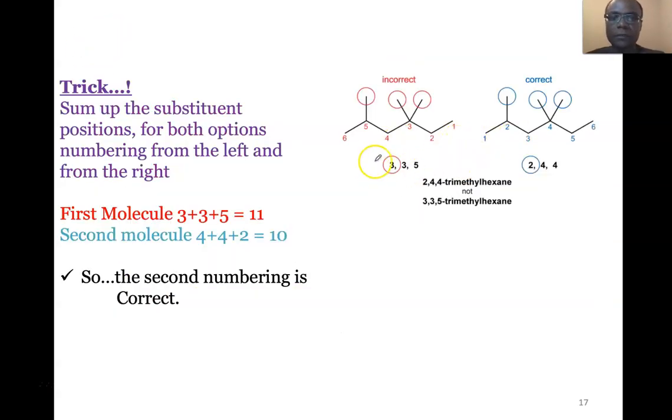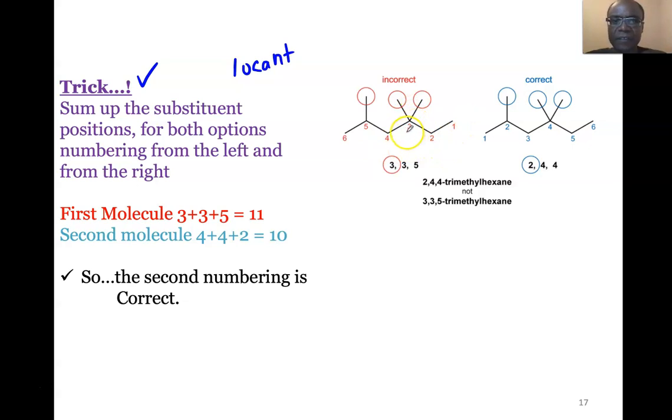So let's try naming this one. So again, I've drawn the structure twice so that we can number from left or right. If you number from the right, this will be the longest chain. If you number from the left in blue, that will be the longest chain. Now next, you can use a trick to determine which is the correct numbering. Remember, the location, the locant position, the location of the substituents must sum up to the least number for you to choose that system of numbering.